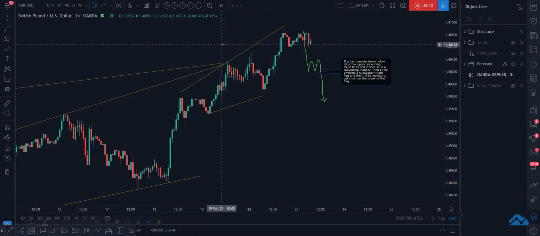But if price pushes down below all of these trend lines, then I would wait for a subsequent correction, so a flag, and then I would look to get short on the break of the flag. That is all I'm going to be looking for on this one today.